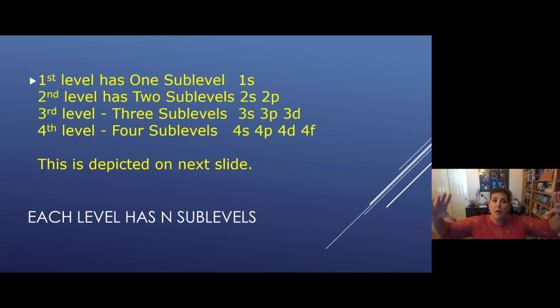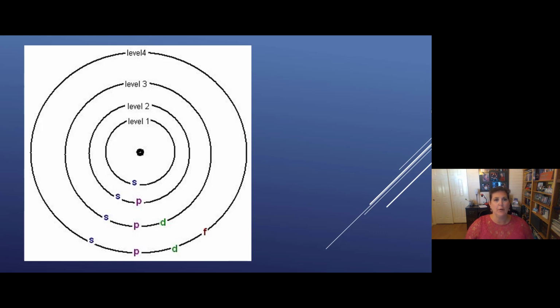And then let's move out one more to the fourth level. It's bigger still. It has more room. The fourth level has room for 4 sublevels, 4S, 4P, 4D, and 4F. Now, this is on the next slide and a little picture here for you. So we can see level 1 closest to the nucleus has an S. Call it the 1S. Level 2 again has an S and a P. Level 3 has an S, P, and a D. Level 4 has S, P, D, and an F.